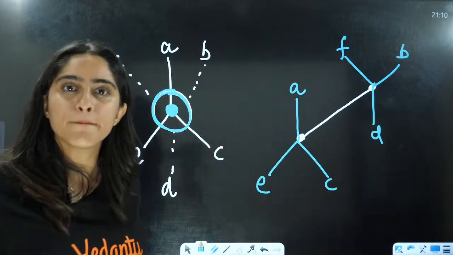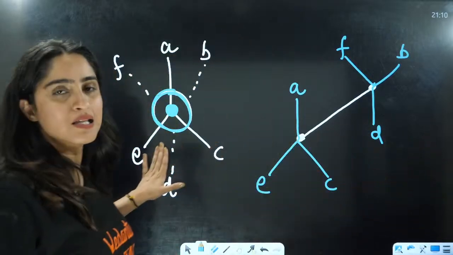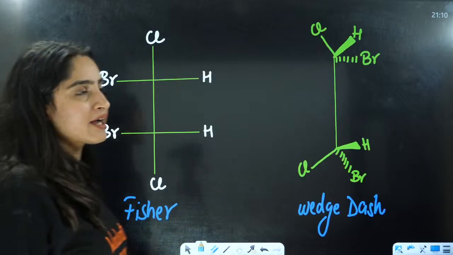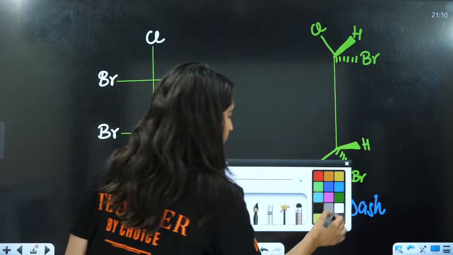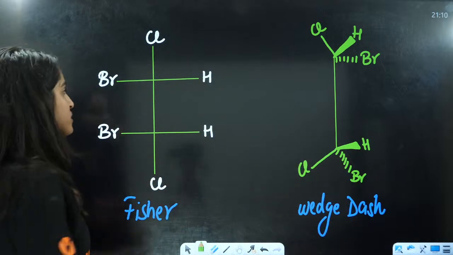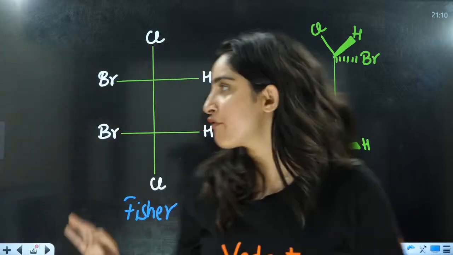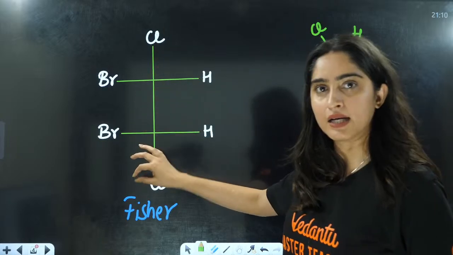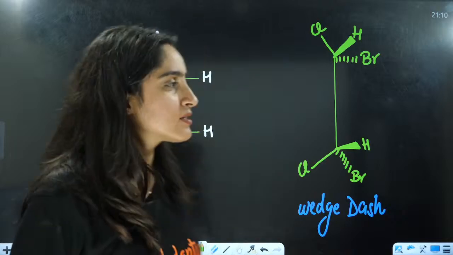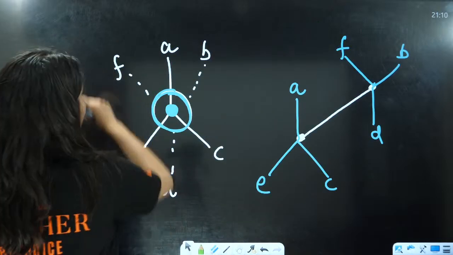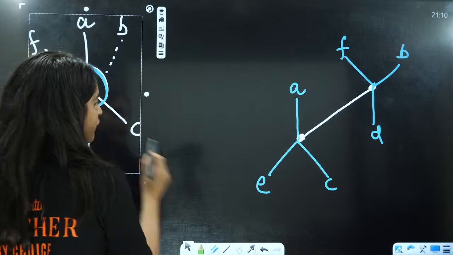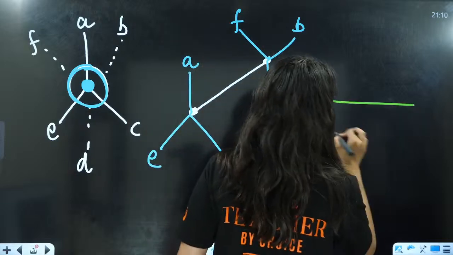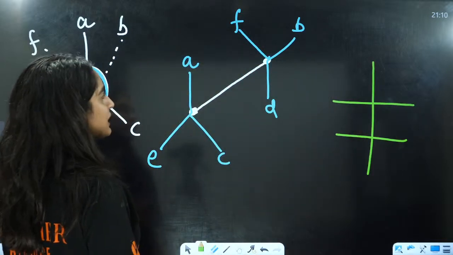Okay, this is the Sawhorse projection and this is the Newman's projection, right? Now we will come to staggered and all that, but before that, see this. Now you have the Fischer projection. Simply, this is the front atom and this is the back atom. This is just a way of representing it. For example, if I want to represent this in the form of Fischer projection, it will be defined something like this.